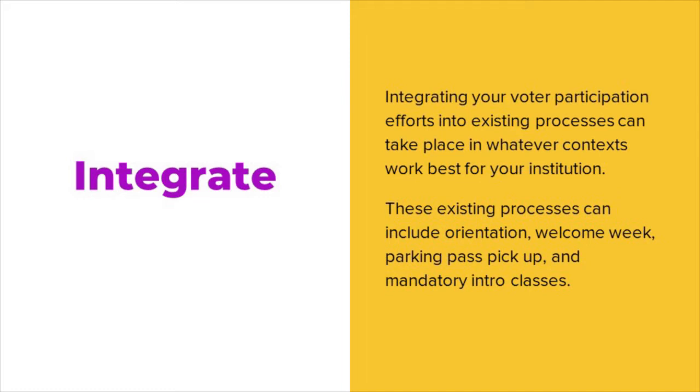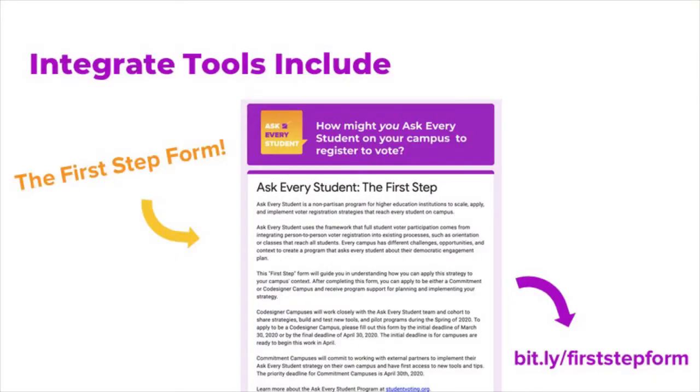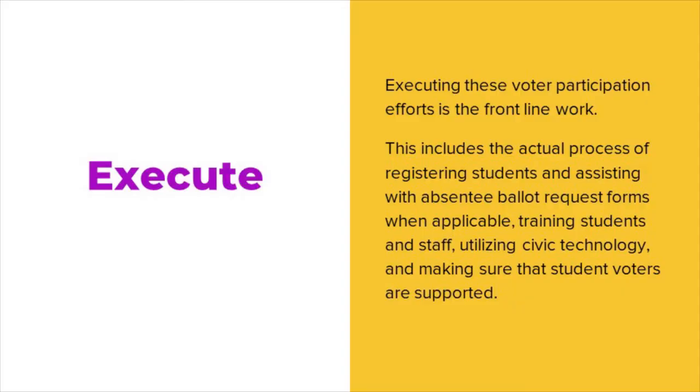And another big part about the program is we're really focused on building tools and resources for campuses to scale this or adapt this to their institution. So an example of an integrate tool that we already have is the first step form, which will help you go through a lot of the things we're going to be talking about today. Additionally, it will allow you to apply to be a commitment campus if you're so interested, or at the very least, get on an email list if you complete it.